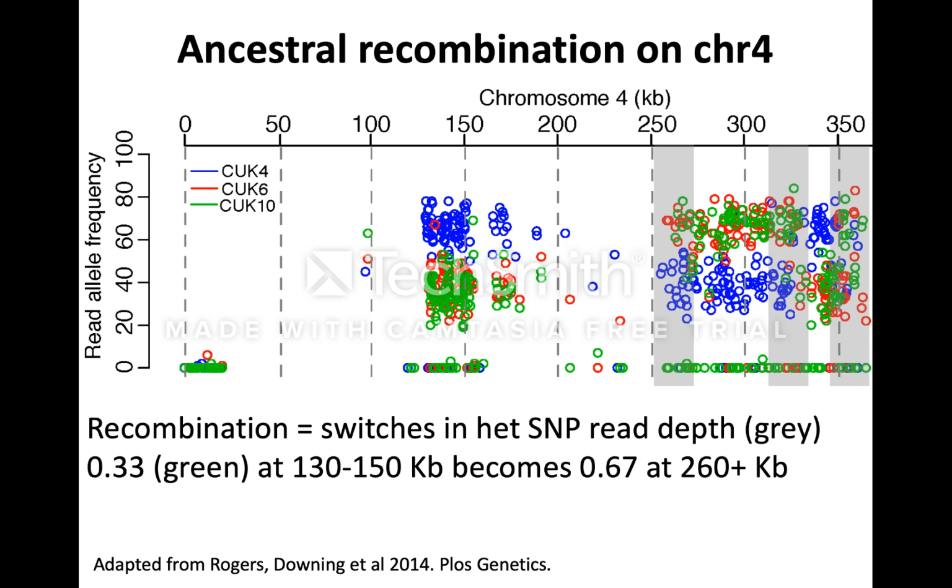So if they're disomic, they'd be 50-50 in the middle, because 50% of the reads would have one allele, 50% of the reads would have another allele, but here we see it's a 1/3, 2/3 ratio. And sometimes you can see from 260 kb onwards, they switch. So you go from green at 1/3 to green at 2/3, and vice versa for blue, Cook4 across here.